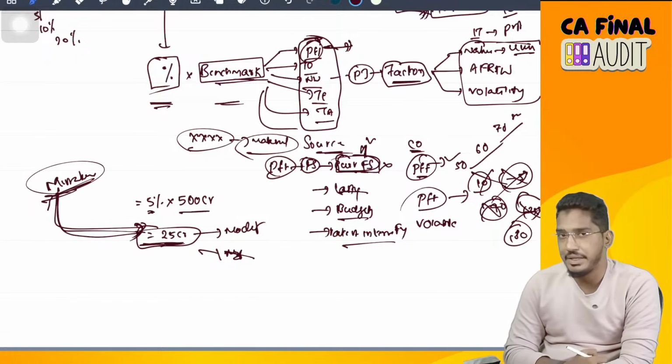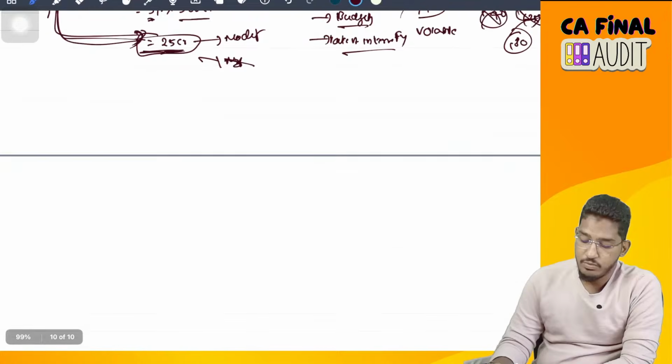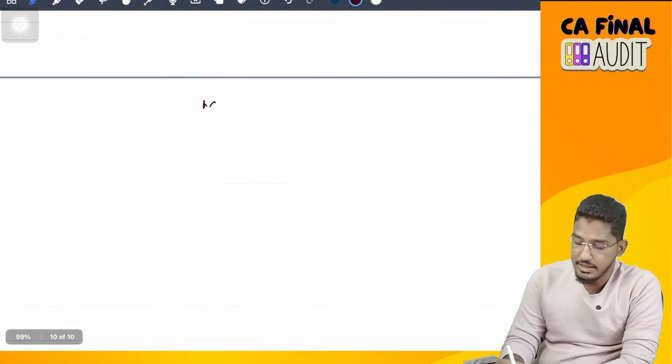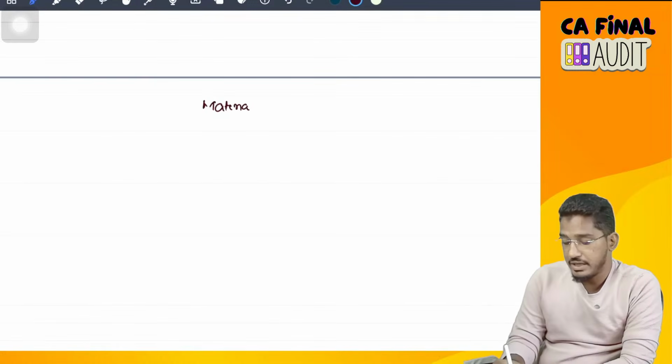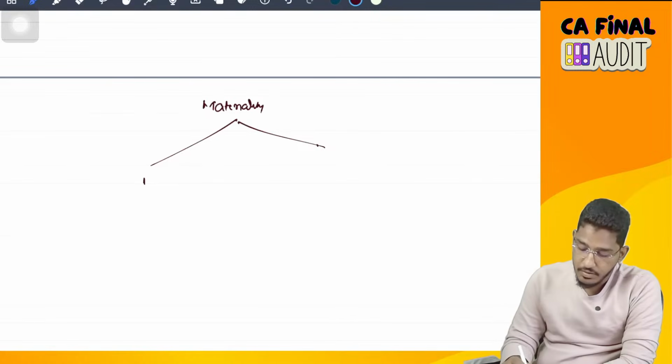So like this, I have to select the benchmark and decide the materiality level. And the standard says one more thing. SA 320 says one more thing. What does the standard say? You have to decide the materiality at 2 levels. Materiality level for the overall financial statements, which we call overall materiality.